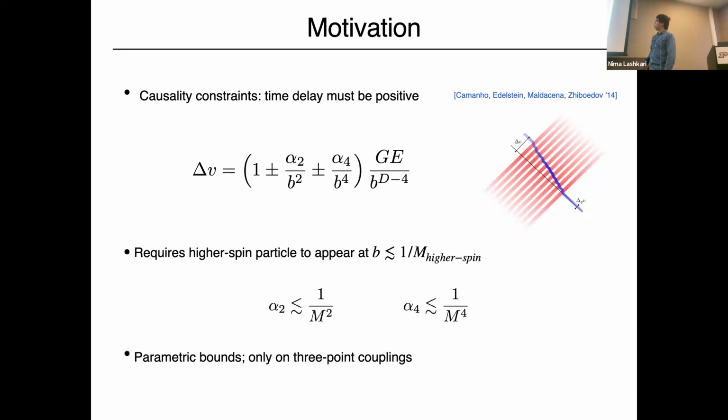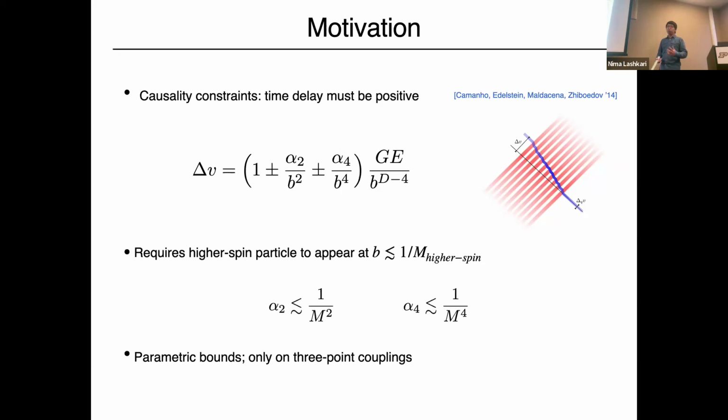The way this problem is resolved is that something has to break down when B is too small. The authors argue that basically you will need some higher spin particle that shows up, and then the cutoff of B is set by the mass of this higher spin particle. Furthermore, these coefficients alpha 2, alpha 4 also have to be suppressed by the scale of this higher spin particle. So you get a constraint like this, which says indeed the coefficients cannot be too big; they have to be suppressed by the scale of your higher spin mass.